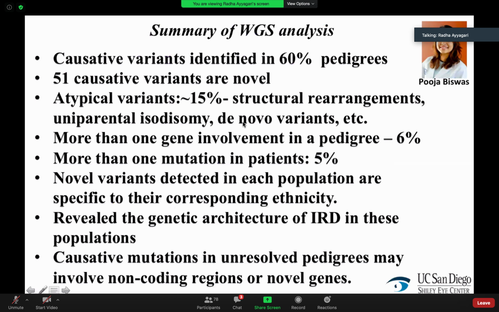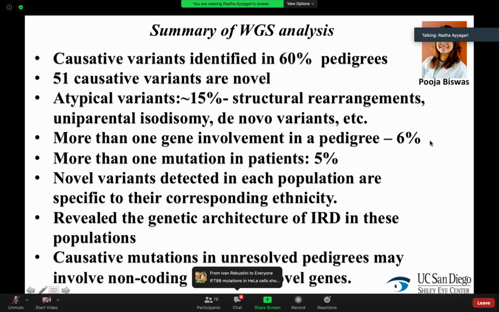One of the interesting aspects of our study is that 15% of the pedigrees we studied have atypical variants. As I said, I gave some examples: large structural rearrangements, and I did not talk about uniparental isodisomy. In these pedigrees, the individuals inherited both chromosomes from one parent, not one from the mom and one from the dad. We also observed de novo variants. Those are interesting to find and also very rare, and that's why they were not identified before.